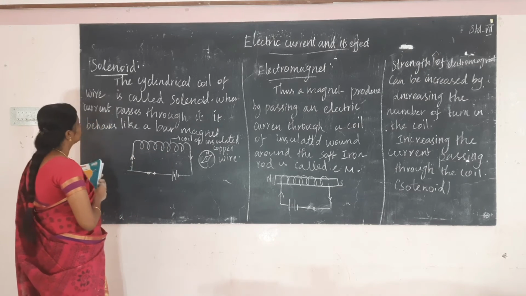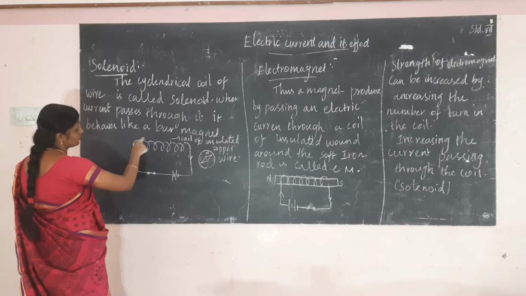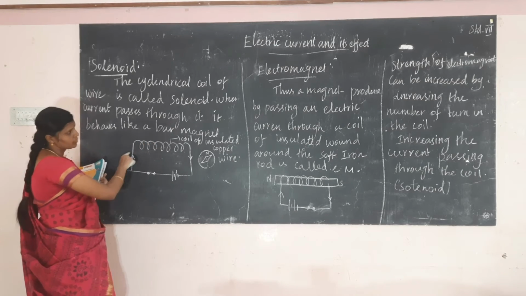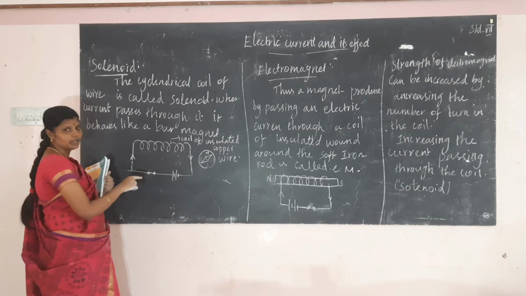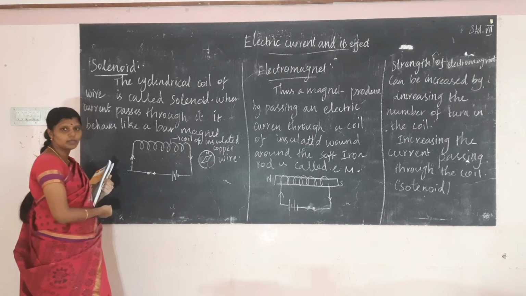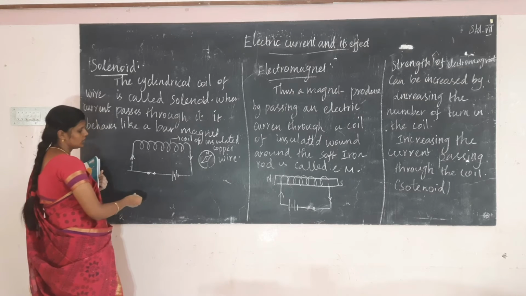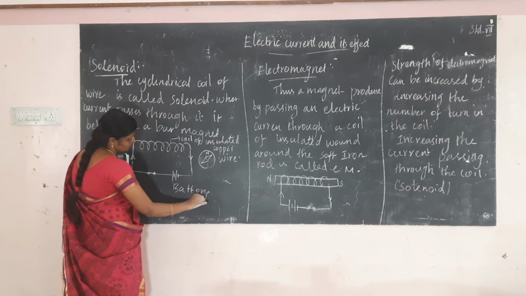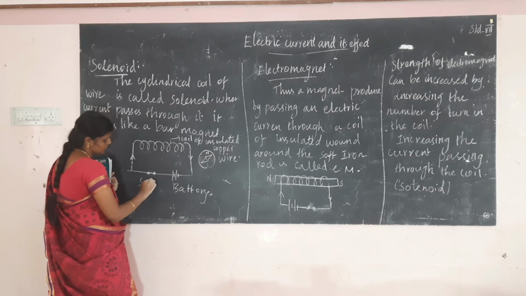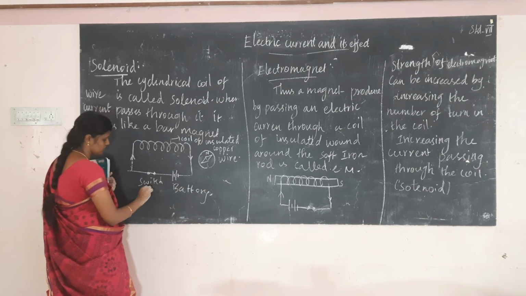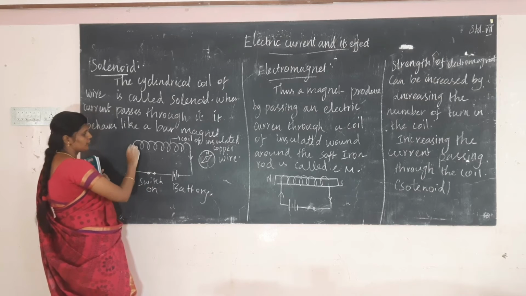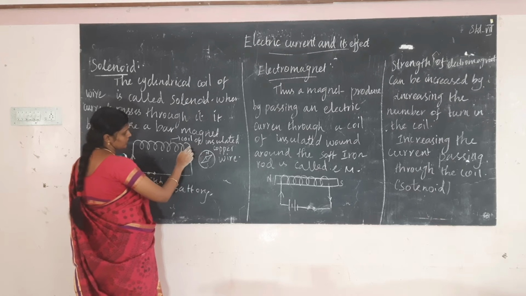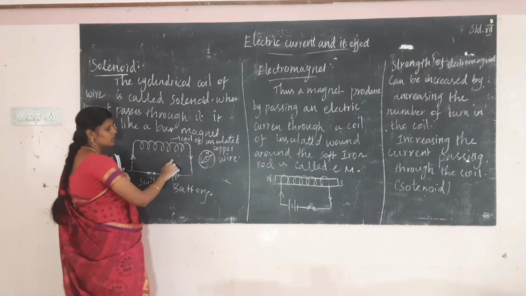Okay. And the cylindrical coil of the wire is called a solenoid. When the current passes through it, it behaves like a bar magnet. Here is a simple circuit: battery, switch on, the current flows through the solenoid, that is a coil of insulated copper wire.